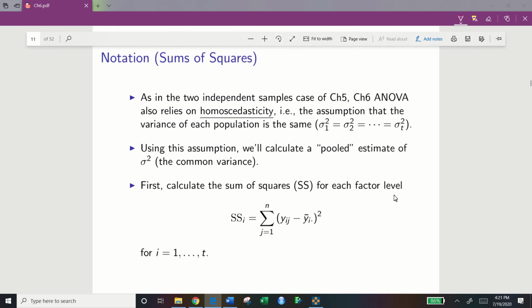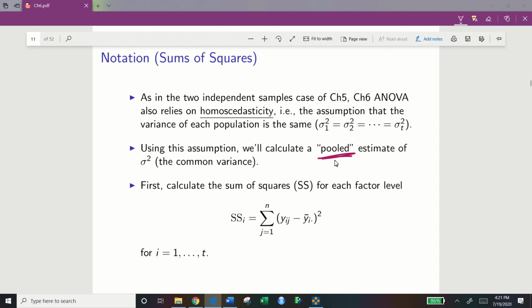As in our two independent sample cases of Chapter 5, Chapter 6 ANOVA also relies on the idea of homoscedasticity. That is the assumption that the variances of each population are the same. If you recall when we did our pooled t-test, I talked about how they had to have an equal variance assumption, meaning we assume that the two population variances were equivalent. That is also true when we're working with ANOVA, because all we've really done is just added more samples.